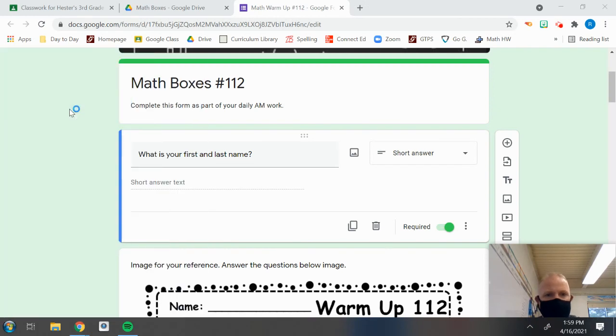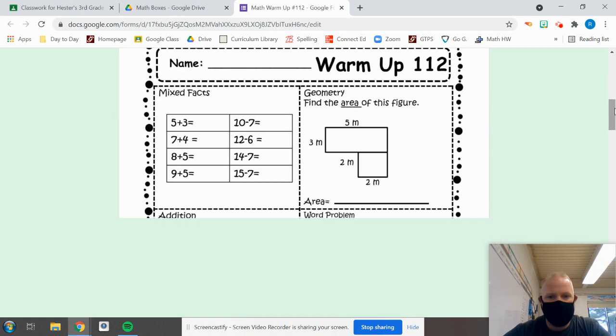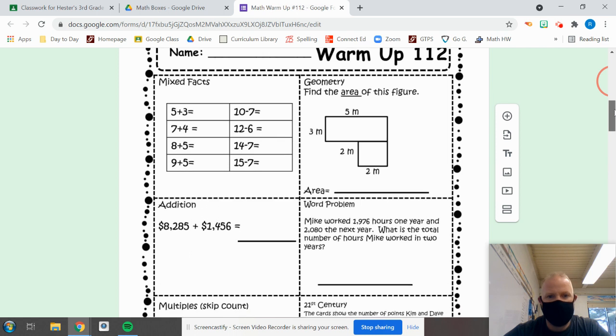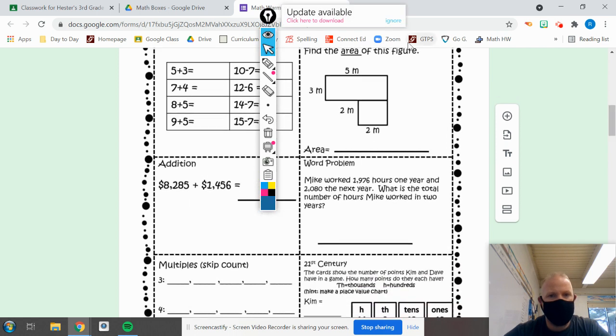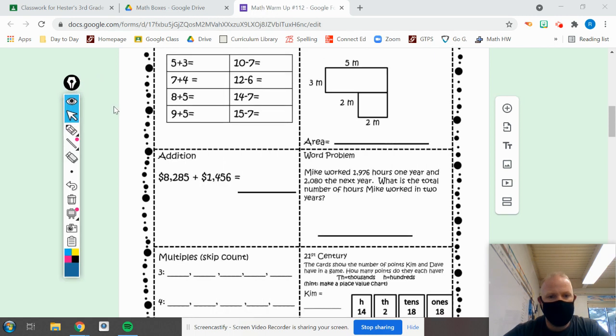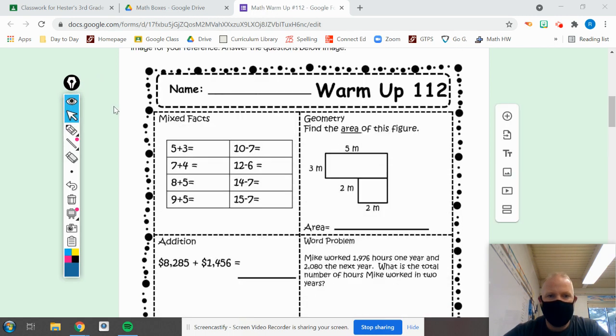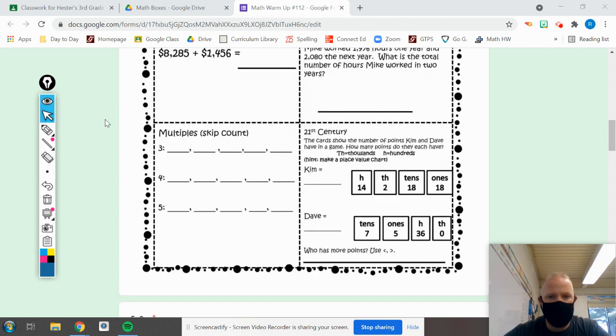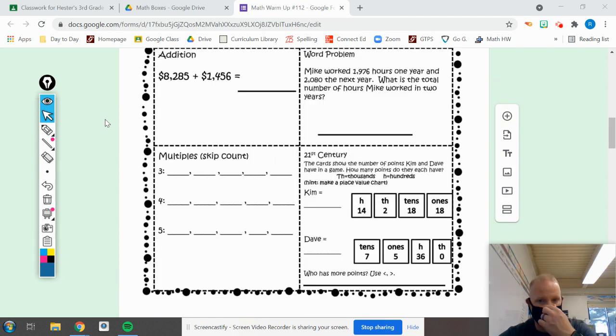Today we're getting started with number 112. So you're going to start by putting your name on the document where it says what is your first and last name. Let's take a look at the warm-up itself and see what we're doing today. So we're starting with mixed facts, addition and subtraction. Then we're going to do addition with a 4-digit number, multiples of 3, 4, and 5, geometry, and a challenge word problem, and then our challenge problem with cards, and these are place value cards.